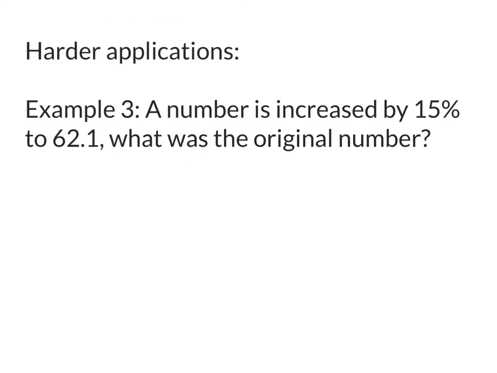So when we do harder applications, you really need to know how to do the quick method. So when we know that a number has already been increased by 15% to 62.1, and we want to find the original number, that means we've got to undo the process.